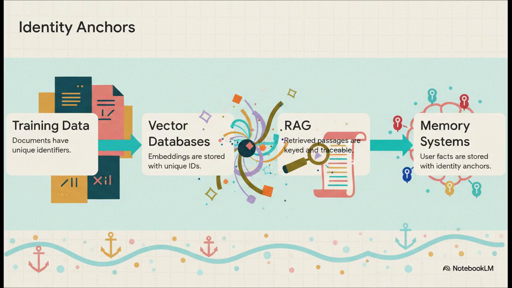The documents they train on, they have unique identifiers. Those coordinates in the semantic space, they have unique IDs. And in really advanced systems using a technique called RAG, the AI can actually retrieve a specific passage from a specific document and trace it back. These are the anchors, the solid ground of identity in a swirling sea of probabilities.